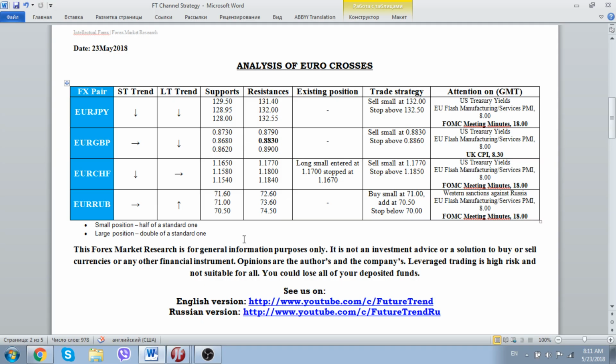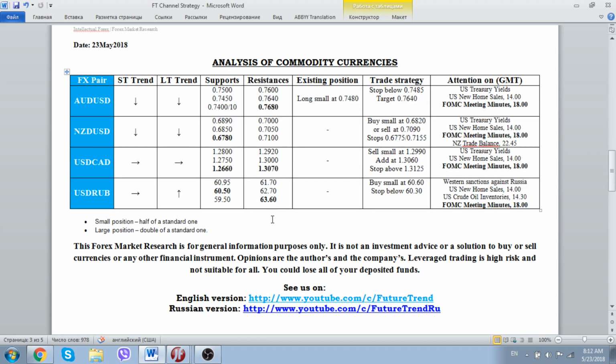Here you can see our strategy regarding the euro crosses. All eyes today on the Federal Open Market Committee minutes, and the same applies for the commodity currencies. Here you are our strategy regarding the commodity block of currencies.